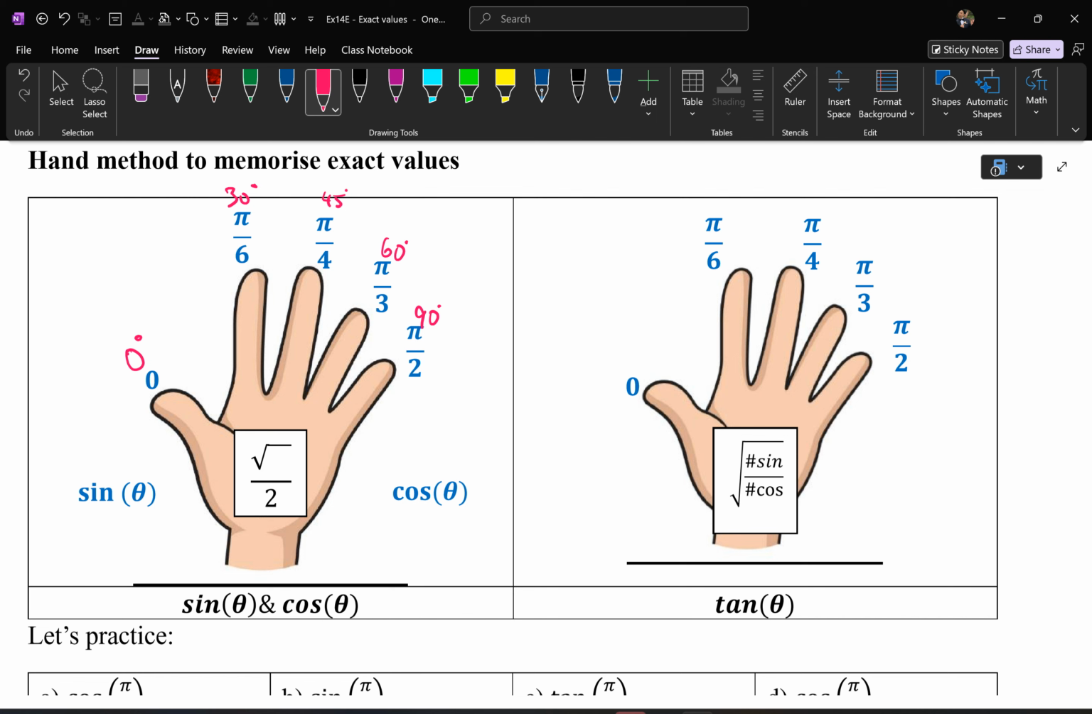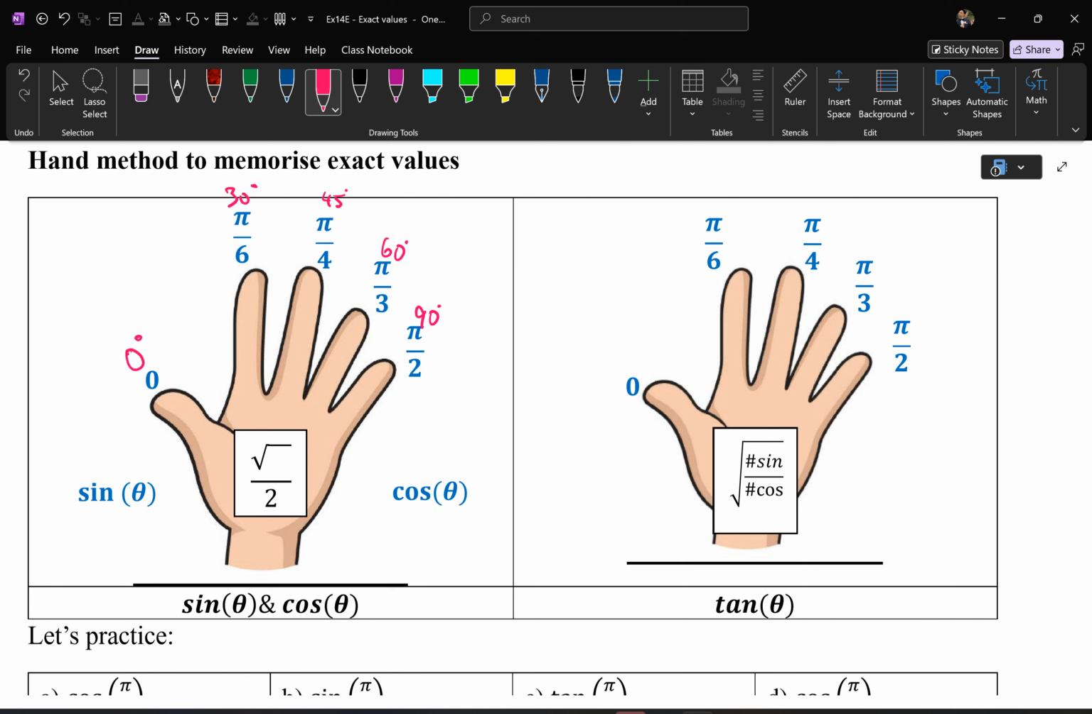And it makes sense, because if you divide by a very large number, it gets smaller. So the smaller the number that you divide by, the larger the result is. So 180 divided by 2 versus 180 divided by 6. That's why it makes sense. All right. How does the hand method work?